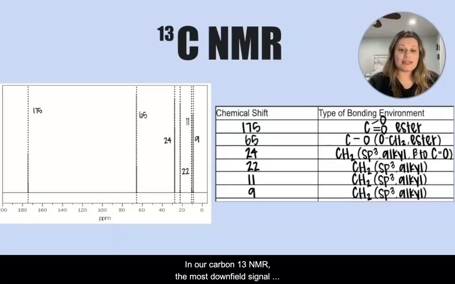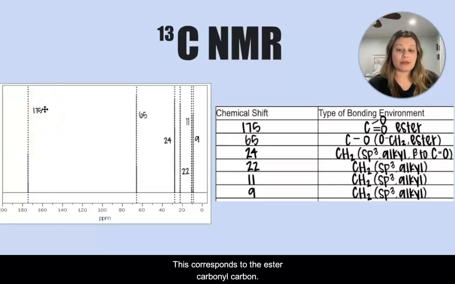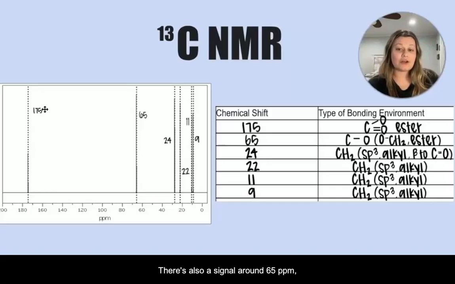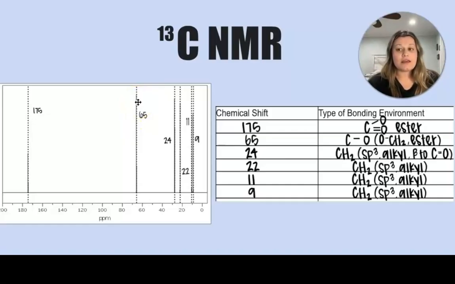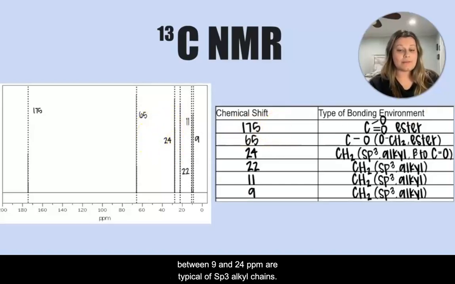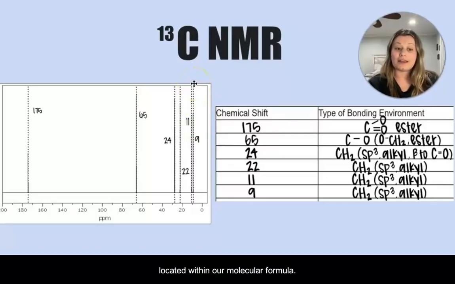In our carbon-13 NMR, the most downfield signal appears at 175 ppm. This corresponds to the ester carbonyl carbon. There's also a signal around 65 ppm, which is consistent with the carbon that's bonded to the oxygen. Next, the remaining peaks that fall between 9 and 24 ppm are typical of sp3 alkyl chains. Altogether, there are 6 distinct carbon environments, which match the 6 carbons located within our molecular formula.